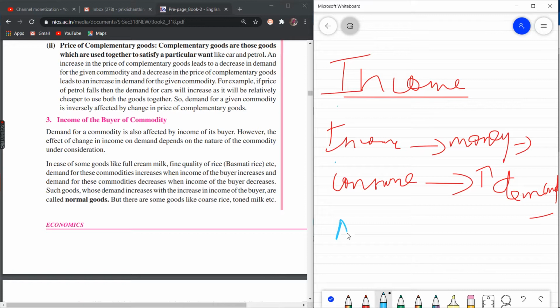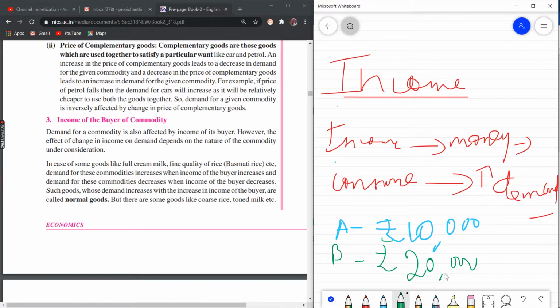Say A has rupees 10,000 as his income and B has rupees 20,000 as his income. When you look at it, whose consuming power will be more? B's consuming power will be more, because A has a budget limit of rupees 10,000. He can't buy more than 10,000, so he can consume only bundles that fall within 10,000. But B can consume the bundles of A plus an additional bundle up to the extent of 20,000. As income of the consumers increases, the demand for a commodity will also increase.